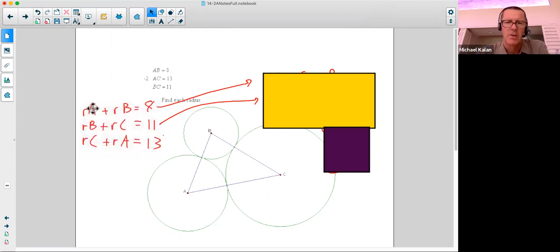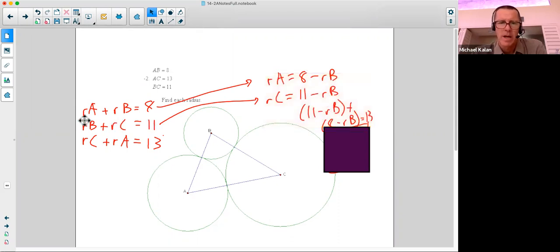So I know that the radius of circle A plus the radius of circle B is equal to 8, right? And then same for these other ones. Well, how could I solve that? I mean, it's a system, right? I can set up a system. I could isolate the radius of A. And for the second one here, the radius of B plus the radius of C equals 11, I can isolate C.